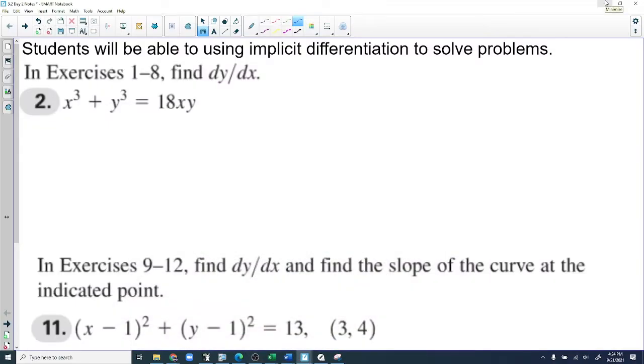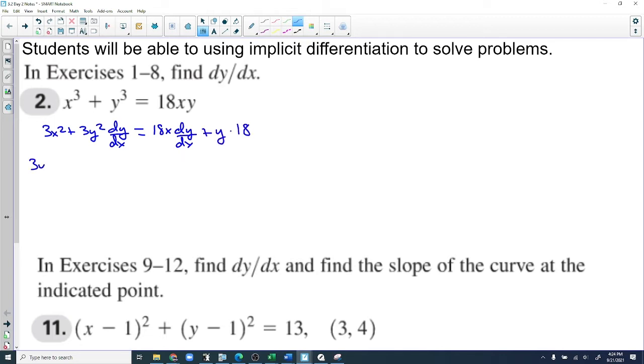This is section 3.2, day 2 notes. We're going to find dy/dx. We have 3x squared plus 3y squared, but we took the derivative of y, so we're going to represent the derivative of the inside as dy/dx. So we have first times the derivative of the second plus the second times the derivative of the first.